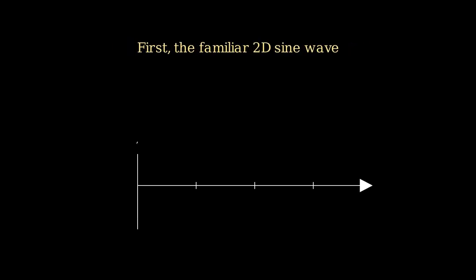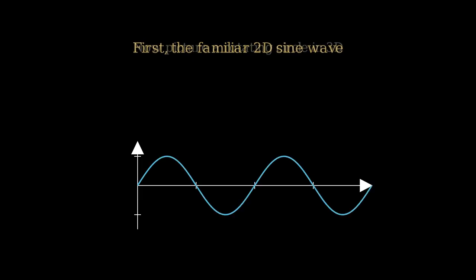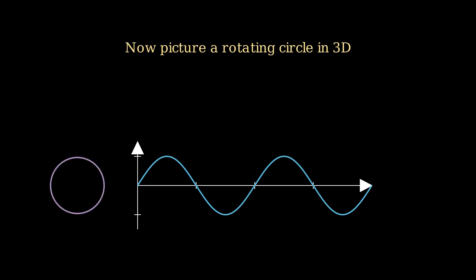Since this topic involves a wave shape, let us look at it two ways. First, in 2 dimensions, we see the familiar sine wave rising and falling smoothly along the x-axis. Now in 3 dimensions, we can picture this same wave wrapped around a rotating circle, like a spring viewed from the side. As the circle turns, its height traces out exactly the same sine wave we saw in 2 dimensions.